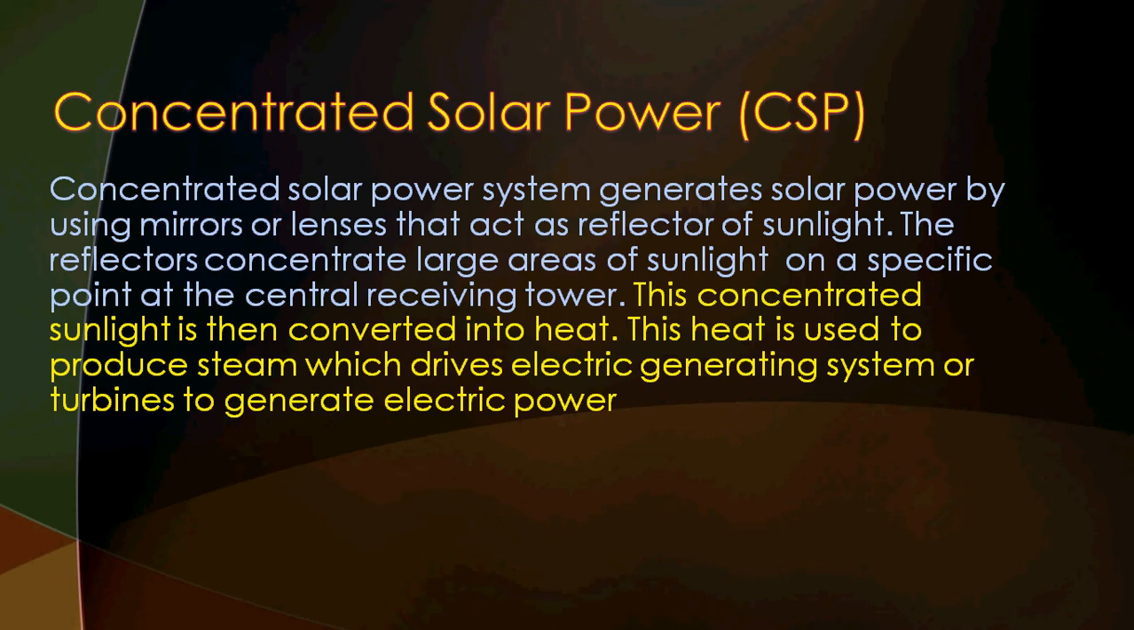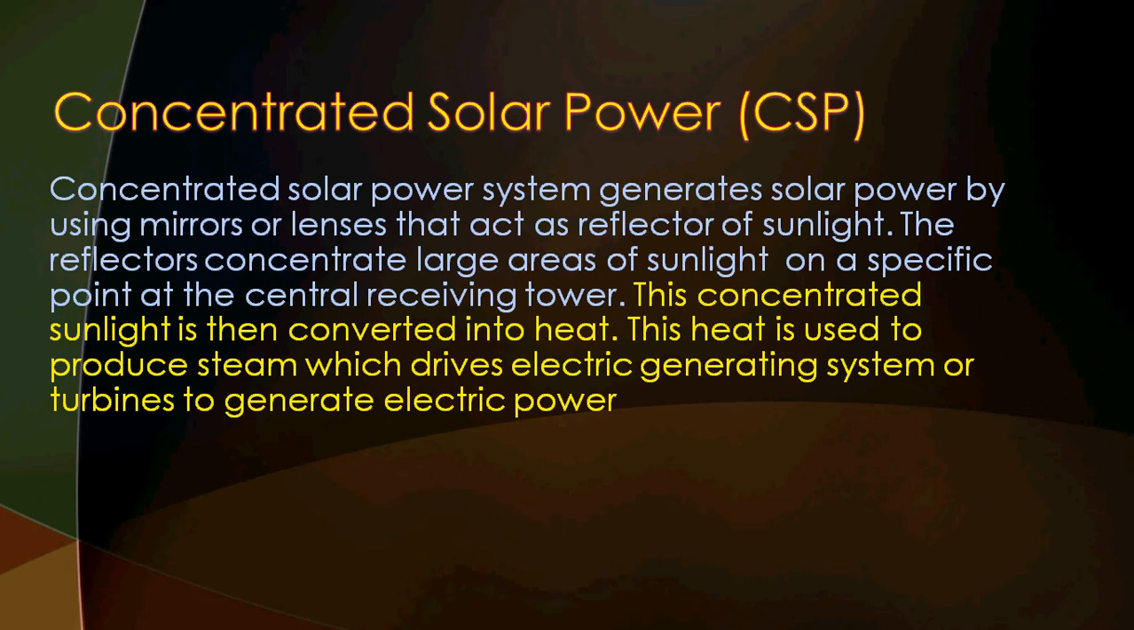What does it mean? There is a central receiving tower and there is an array of mirrors or lenses around that tower, in several layers, not only a single layer. And these lenses or mirrors are reflecting sunlight onto the central receiving tower. So this concentrated sunlight is then converted into heat. This heat is used to produce steam, which drives electric generating systems or turbines to generate electricity. This is how the electricity is generated.